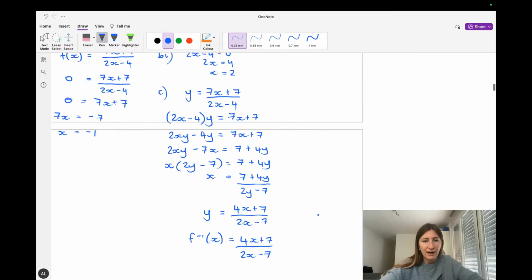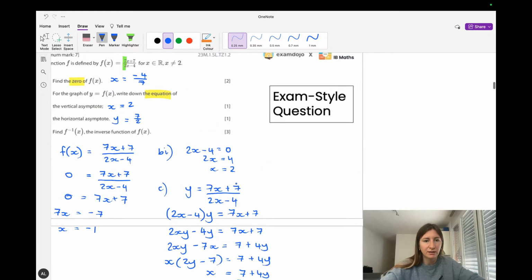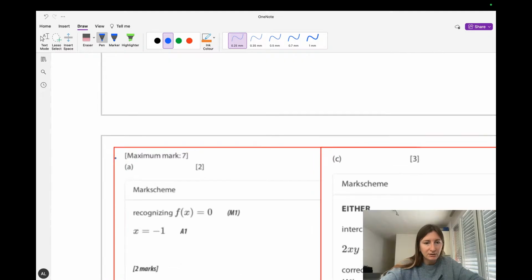So we could have done the switch first. I could have switched x and y here and then done that whole process and just already been in terms of y equals. You'll get the same answer. So both are correct. And there I've answered all the questions, I think. Yeah. So let's take a look at the mark scheme.